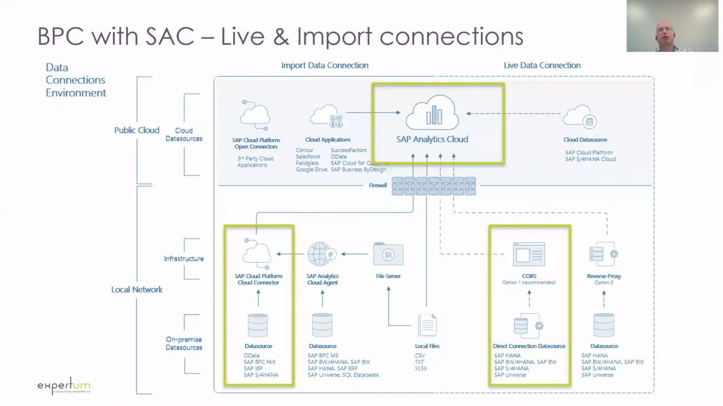Just briefly, a picture of how that looks in a network version. On the left-hand side here, we have the import data connection. How does it work? Your BPC on NetWeaver data source goes via a cloud platform cloud connector through the firewall into your cloud. And if you have the live connection, so on the right-hand side is live connection, your BW for HANA data goes through CORS to the cloud.